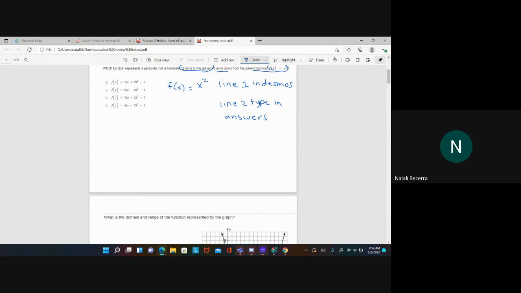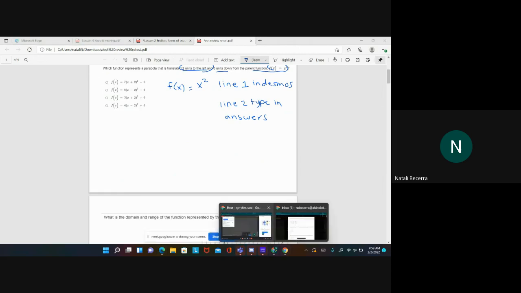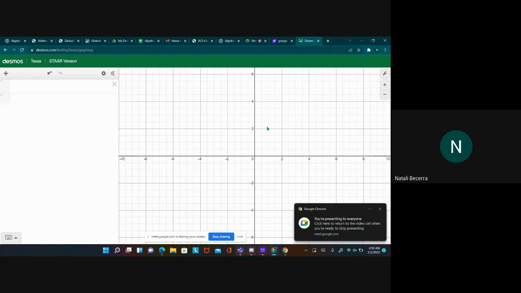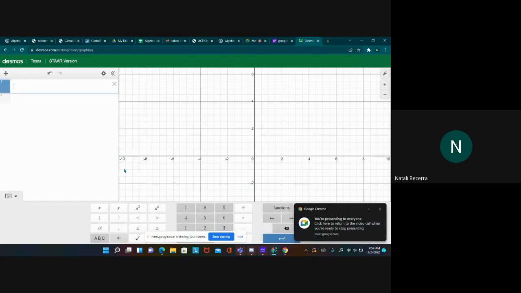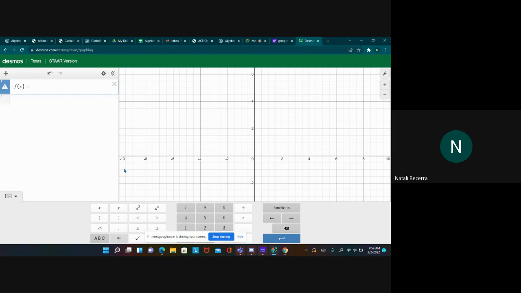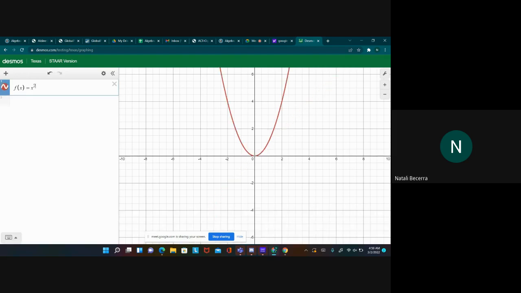So let's see. I'm going to pull up my Desmos. Where is it? Okay, so I'm going to type in f of x equals x squared. So it's easy to see how it starts at the origin. It's always going to start at the origin.